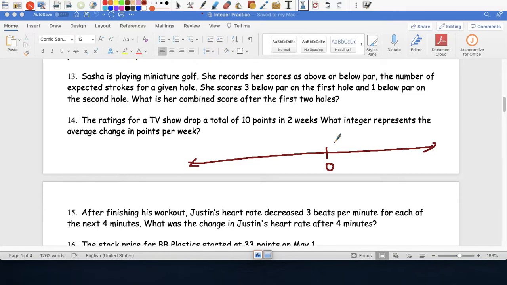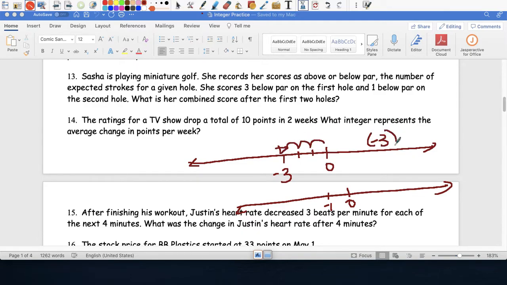So she scores 3 below par on the first hole. So that means 3 below par. Whoever made this question doesn't play golf. So that means that she's at negative 3. And 1 below par on the second hole. Now draw this one for the second hole. On the first hole she scored negative three. That's what they said. She's negative three.